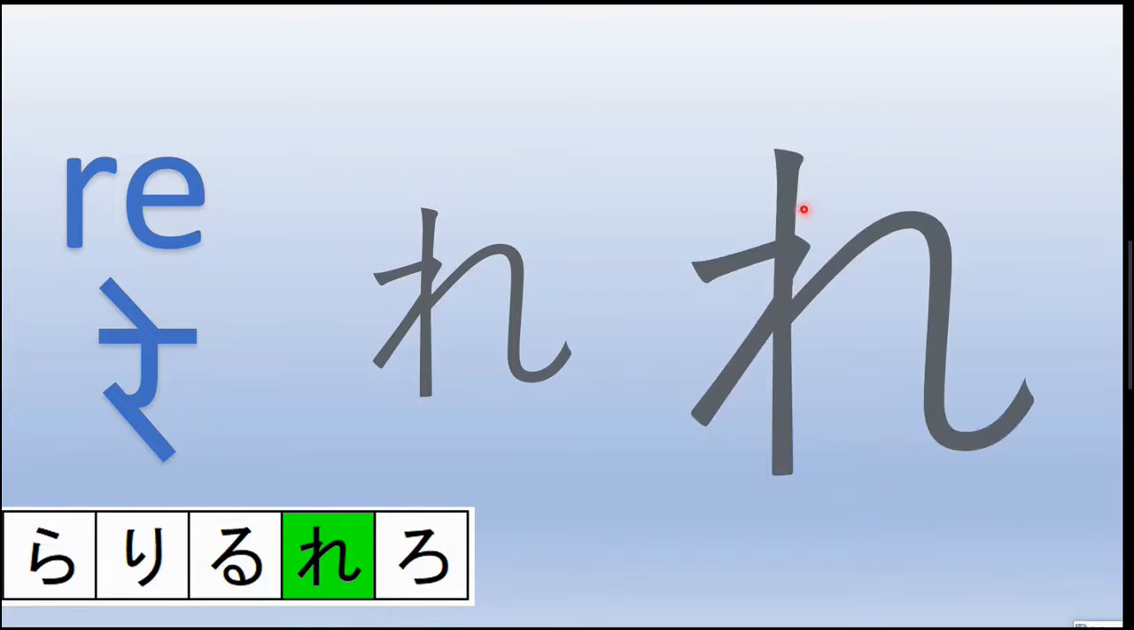Then we have re. So re again, we have two strokes. This is the first stroke, which is a straight vertical line. And then the second stroke will be like this. It will come here like this. And then the third part. So in two strokes, re will be written.